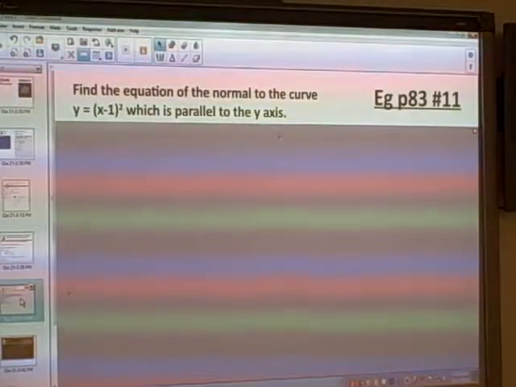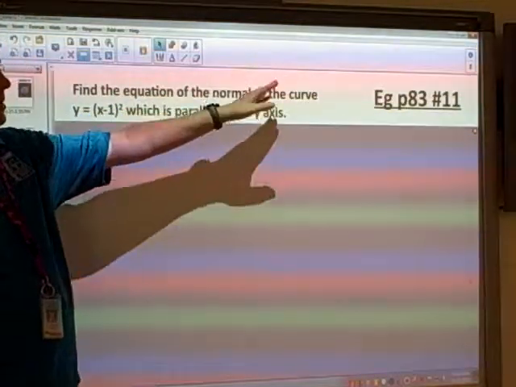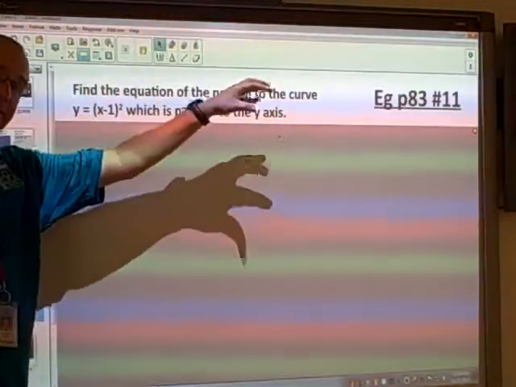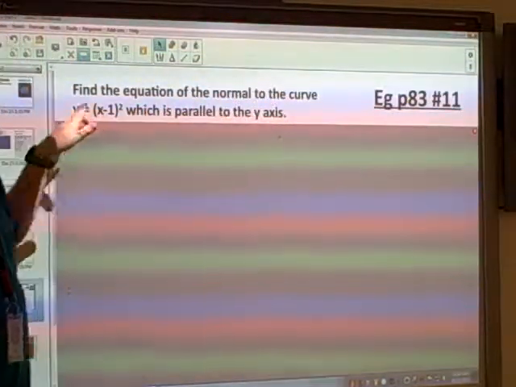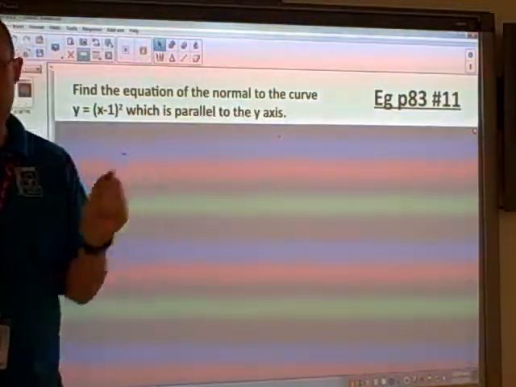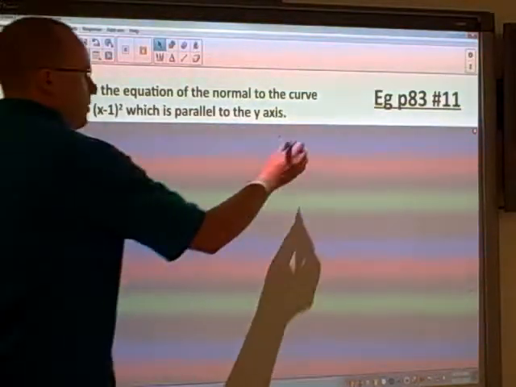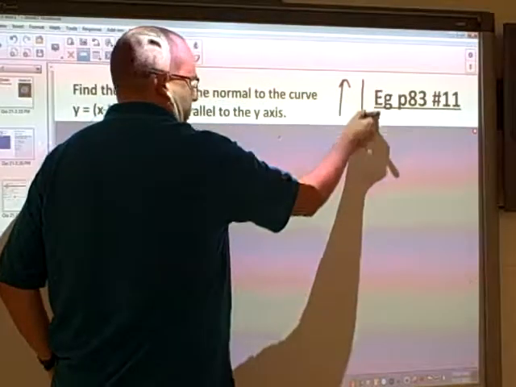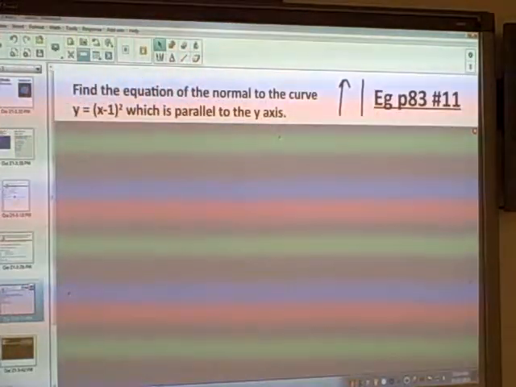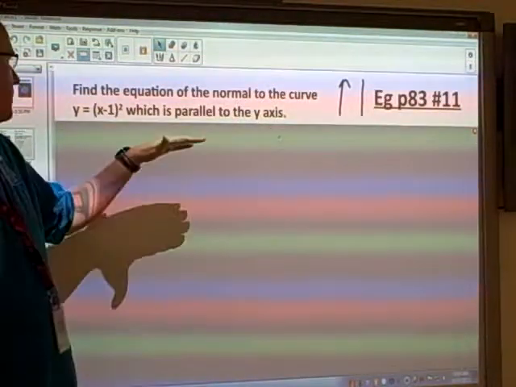Once again, this is the same exercise, but we're on question 11 now. Find the equation of the normal. So we know we're going to have to find the slope of the tangent and do the negative reciprocal. Find the equation of the normal, which is parallel to the y-axis. So we've got to think a little bit about what this actually means. So the y-axis is your vertical axis. So anything parallel to that actually has an undefined slope. So that's going to make this question a little interesting.